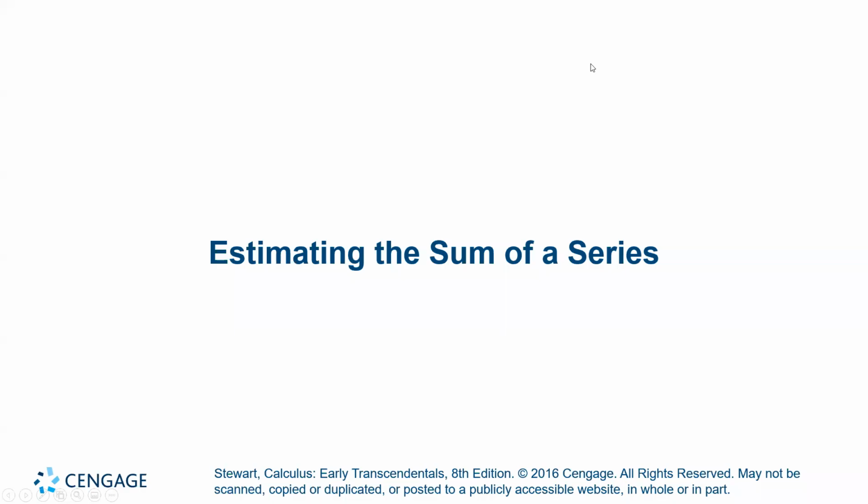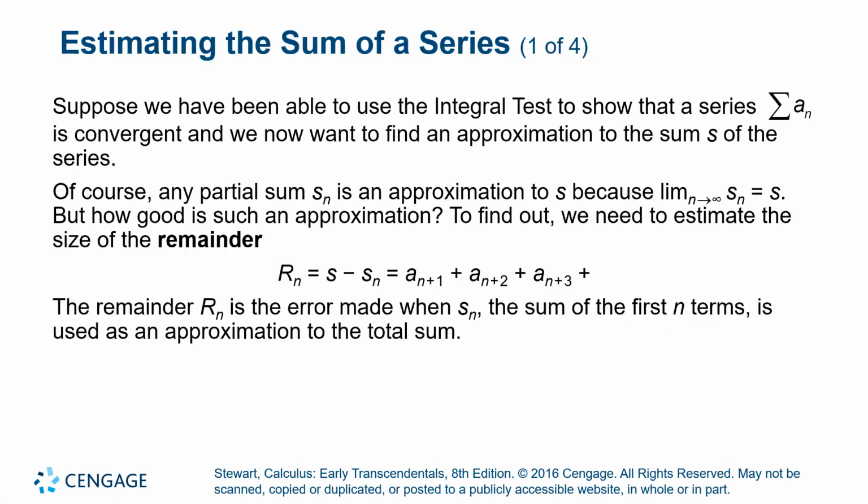Okay, section 11.3, video 2. So the second part of this section is about estimating the sum of a series, not just knowing whether it converges or diverges. So we just learned the integral test, which tells us, or can tell us, whether a series is convergent or divergent. So if that series is convergent, what if we want to know what the sum is, or at least a best guess, a best estimate?